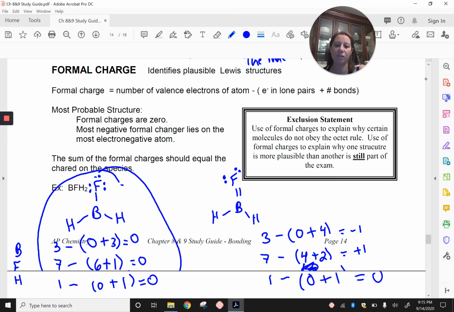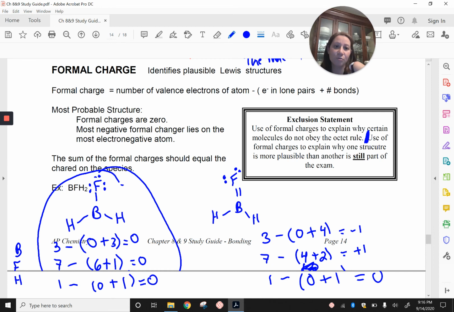A little note for an exclusion statement here. The new CED came out and said that the use of formal charges to explain why certain molecules do not obey the octet rule is out of the AP exam. However, use of the formal charges to explain why one structure is more plausible than another is still part of the AP exam. The way that this was worded, the new CED kind of tricked us. And so one year we thought, oh, formal charges are out. But in reality, it's just out for explaining things that don't obey the octet rule. So they would not ask you about this specific example, where it's not obeying the octet rule.